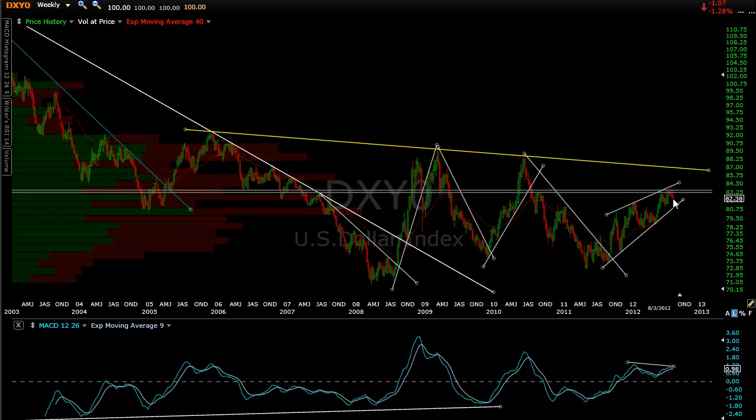Again, if that euro chart I just showed, if that bullish falling wedge breaks out, obviously this US dollar chart is going to break down, the dollar is going to fall, which tends to be bullish for stocks. So something to keep an eye on.